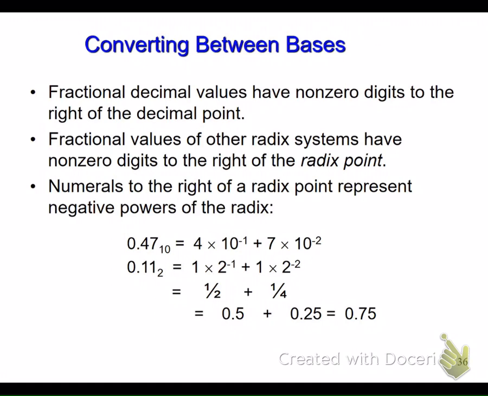So it just shows you an example: 0.47 is 4 multiplied by 10 to the power of negative 1, plus 7 multiplied by 10 to the power of negative 2. If I have something like that, it is 1 multiplied by 2 to the negative 1 plus 1 multiplied by 2 to the negative 2. If you add this, you will get 0.75. So again, 0.75 can be an exact representation in base 2.